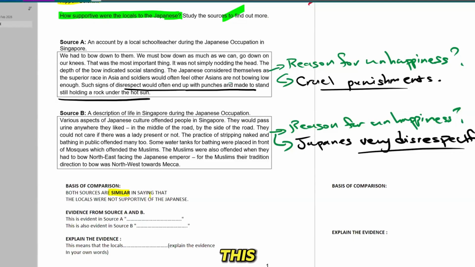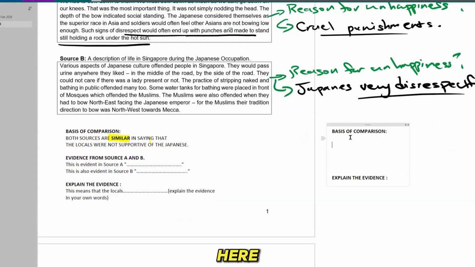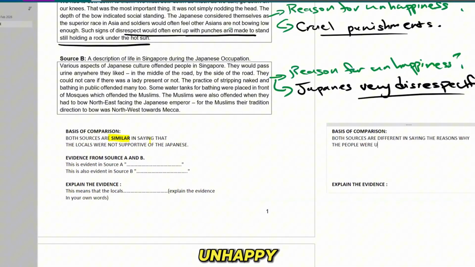Think like this. So then, how do I do my basis here? For difference, both sources are different in saying the reasons why the people were unhappy with the Japanese. Or maybe I write it better. Both sources are different about the reasons why the people are unhappy with the Japanese. That's my basis of comparison. So your teacher knows you are doing a difference, and your difference is about why the people are unhappy with the Japanese. Then you break it down.